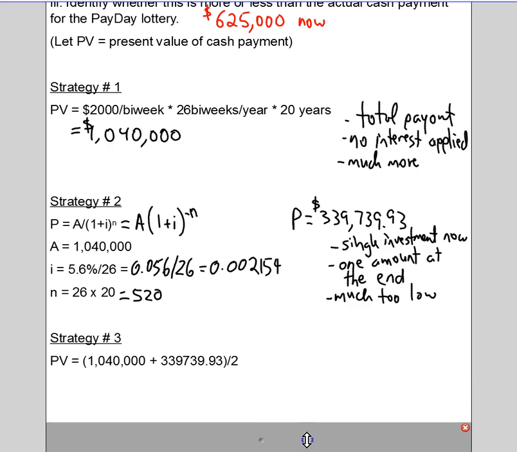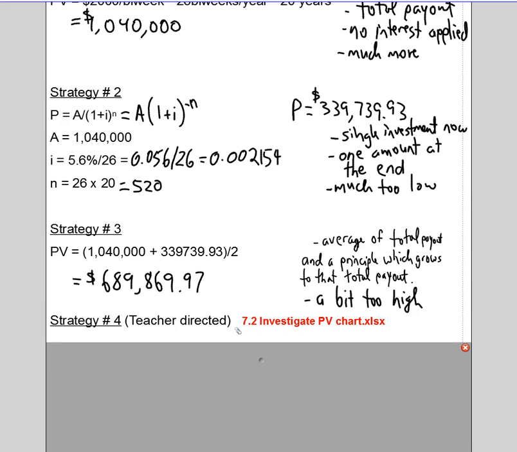Well, if you take the amount that we obtained from strategy number 1, which is way too high, includes no interest and is a single total payment from all of the 520 values, then if we average that with the amount that is calculated in strategy 2, which is a single investment, one amount paid at the end, we get something pretty close. So this amount, which is an average of the total payout and a single principal which grows to that total payout, this is a little bit too high.